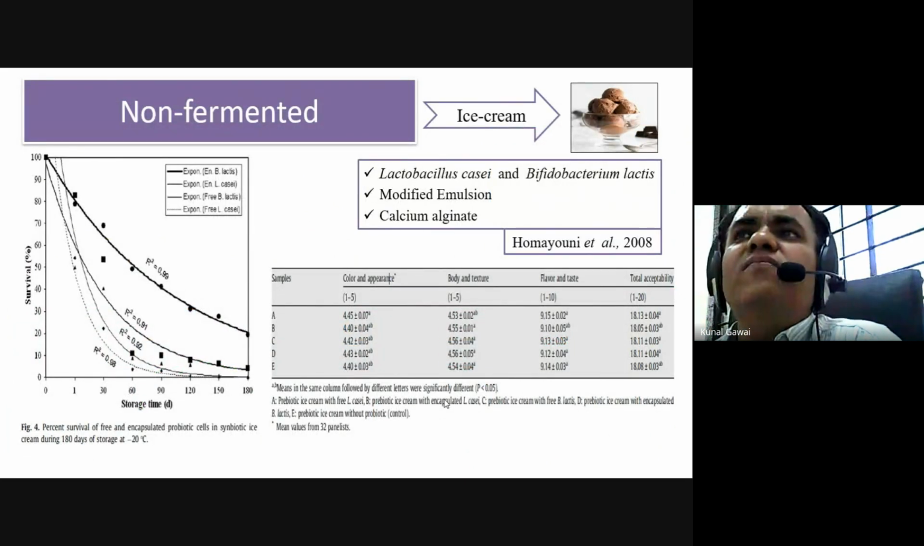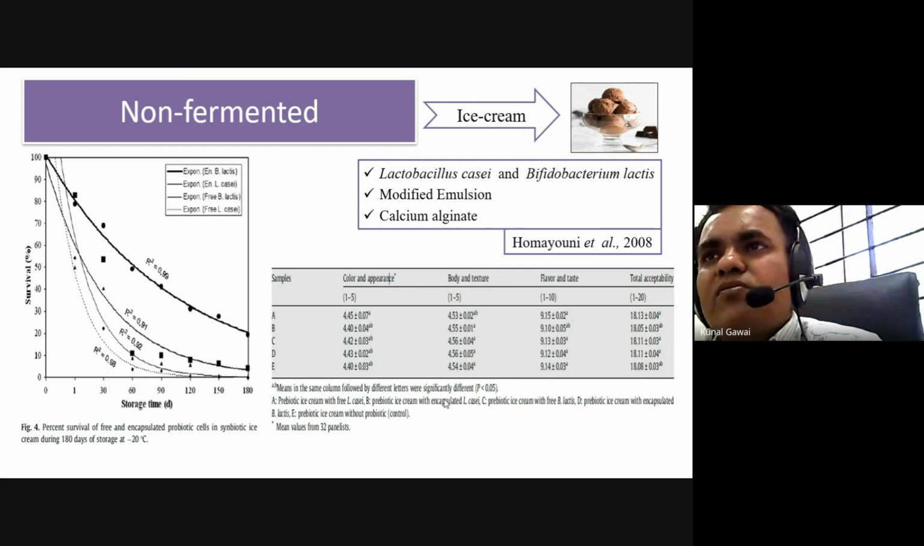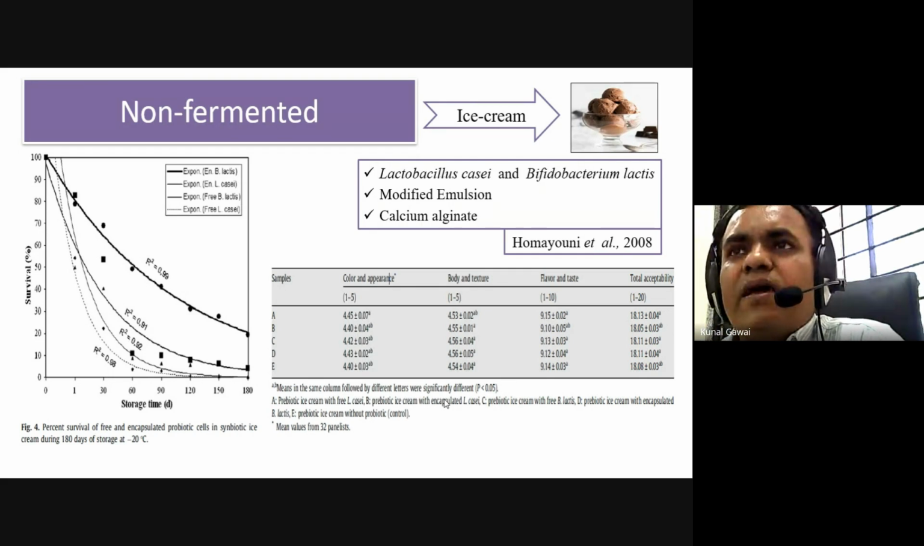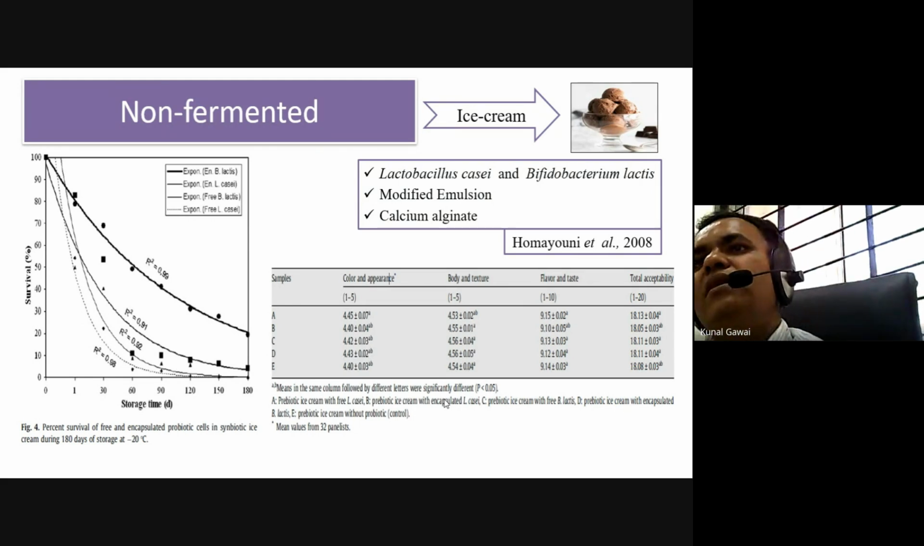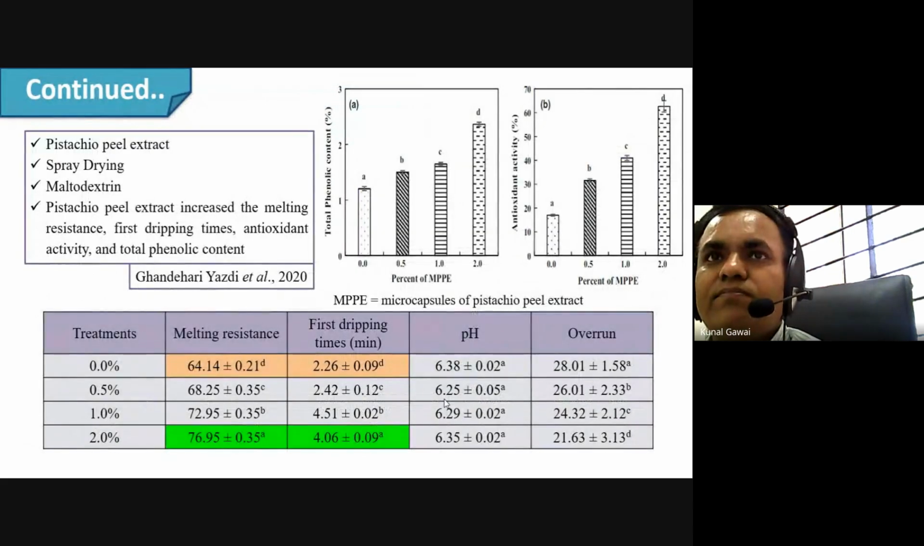There are certain non-fermented products also, like ice cream. Here also scientists added many microencapsulated or bioactive components, and much research has already been published related to such products. Those are non-fermented products. Here Lactobacillus casei and Bifidobacterium lactis were tried with a modified emulsion, and calcium alginate was used as the encapsulating material.